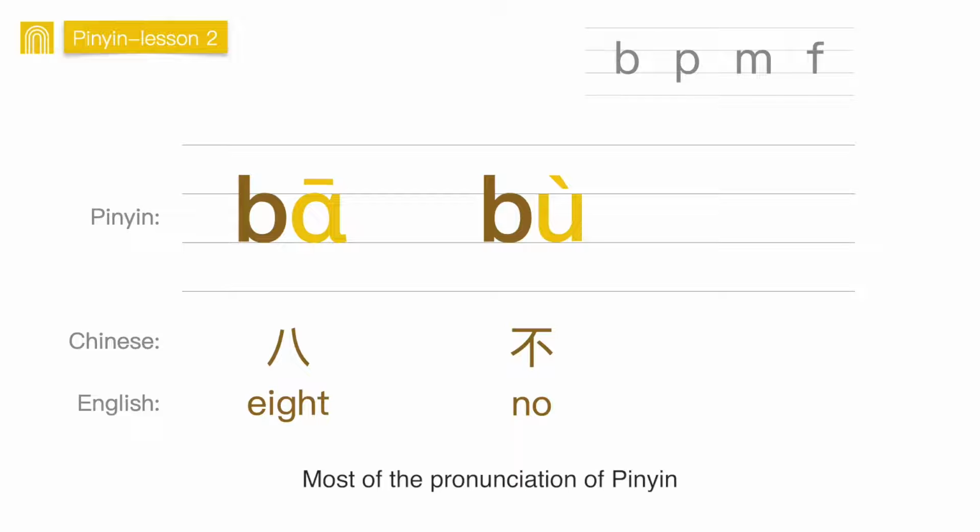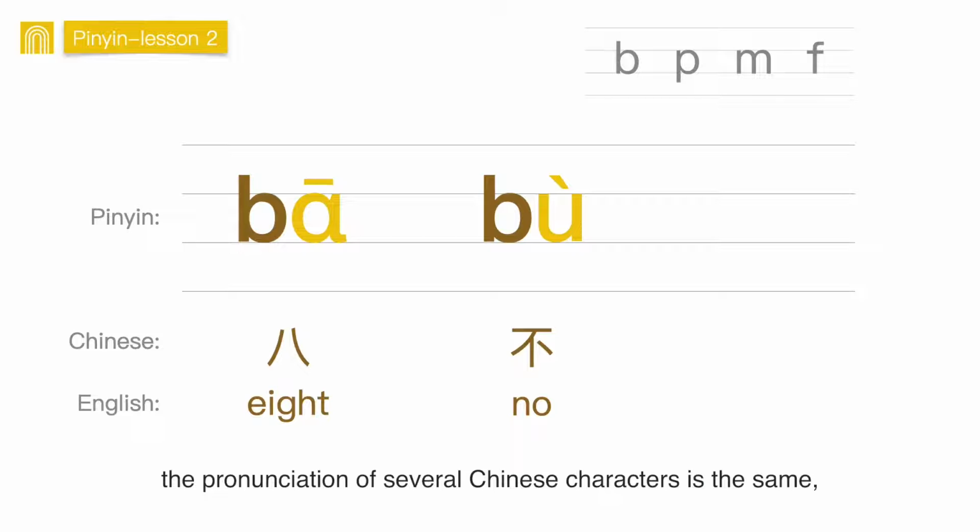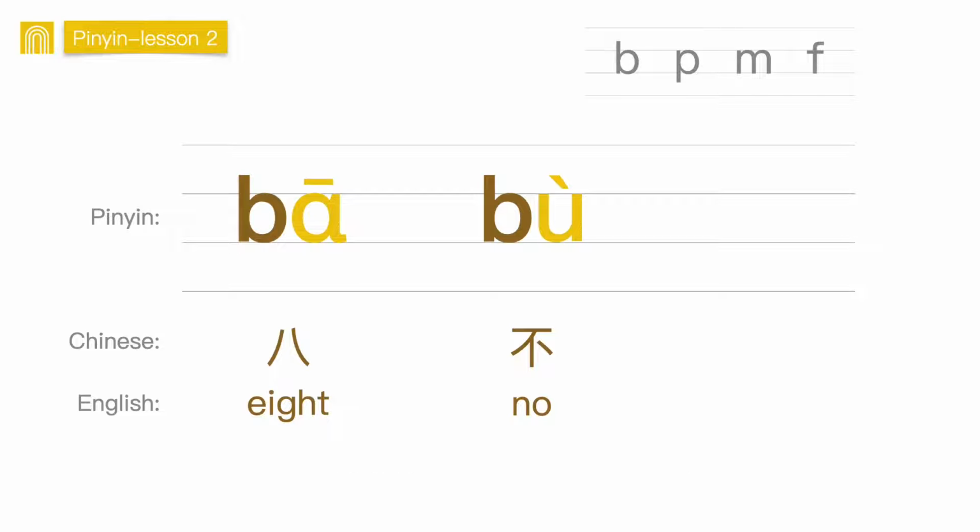Most of the pronunciation of pinyin can represent several Chinese characters, which are called homophones. It means that the pronunciation of several Chinese characters is the same, but the writing is different, and the meaning is different. Here is just an example to help you practice reading. We will explain each of them in future lessons.